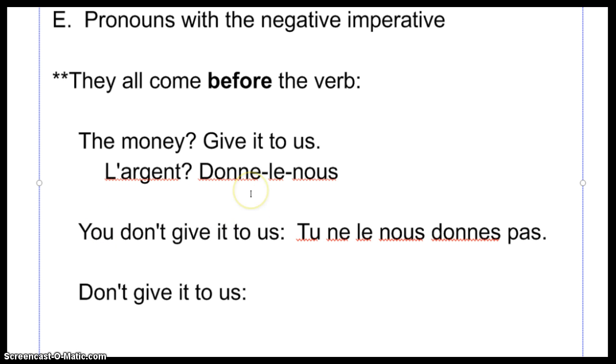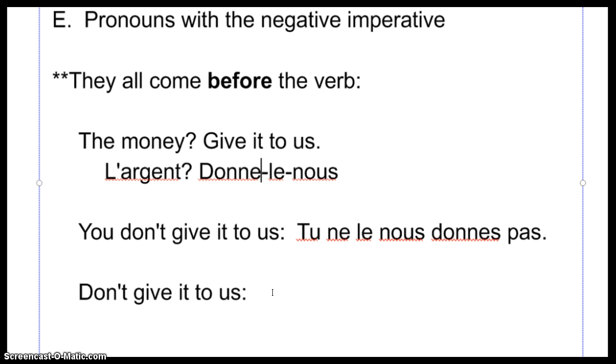What if I don't want you to do that? Well, let's take a look at the regular indicative sentence. If I just want to say the sentence, you don't give it to us. I have my tu, I have my verb, conjugated for tu in the present indicative. I have my ne over here, I have my pas over here around my verb, and then my pronouns go where they're supposed to go, right in front of the verb. Le comes before nous.